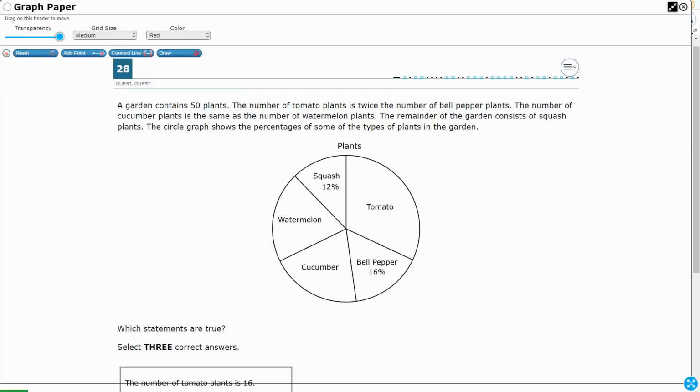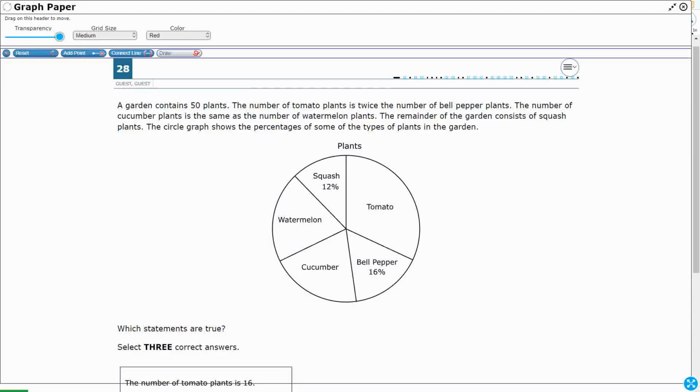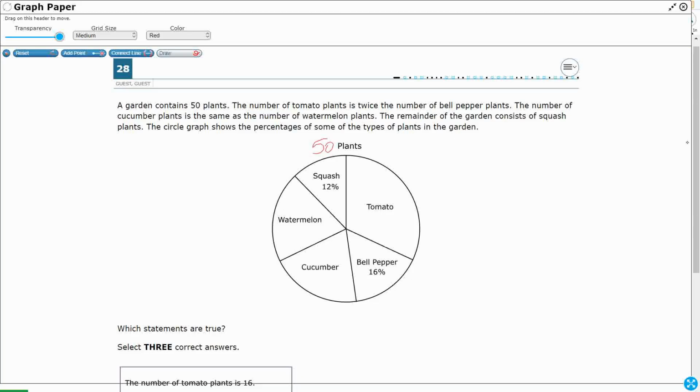So we have a total of 50. Okay, so let's mark that. That's going to be important. So 50 total plants. The number of tomato plants is twice the number of bell pepper. All right, so my bell pepper is 16, so if I double that 16%, that's 32%. And then the number of cucumber plants is the same. Okay, that makes sense. Those did look like they were the same. And the remainder consists of squash. All right, so there's that 12%.